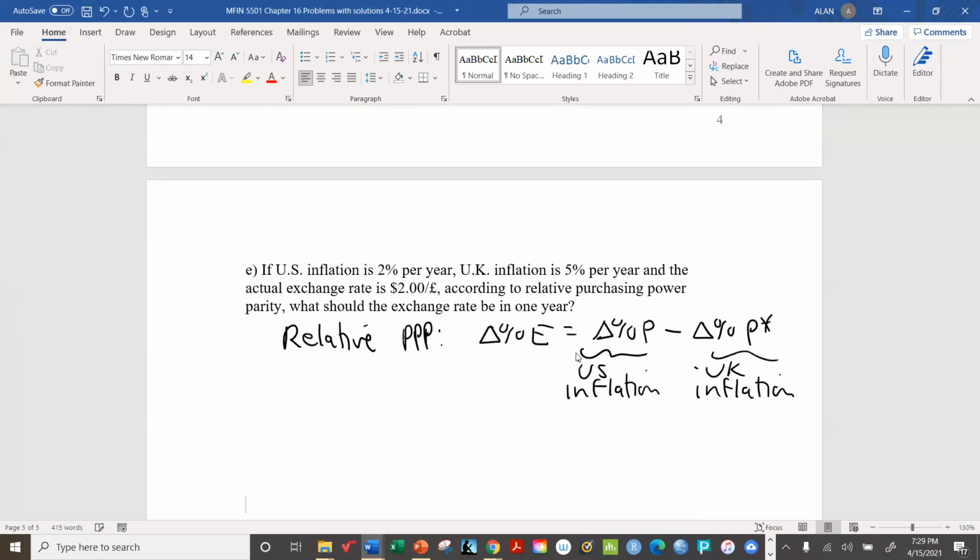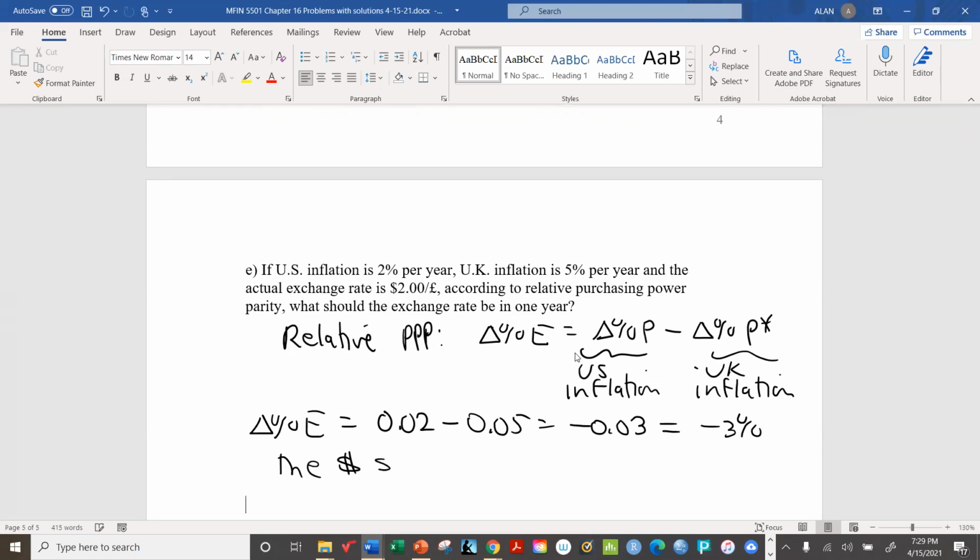All right, now, so what we need to do is first calculate the implied percentage change. US inflation is 2%, and UK is 5%. So this is just saying that the dollar should appreciate by 3% against the pound.